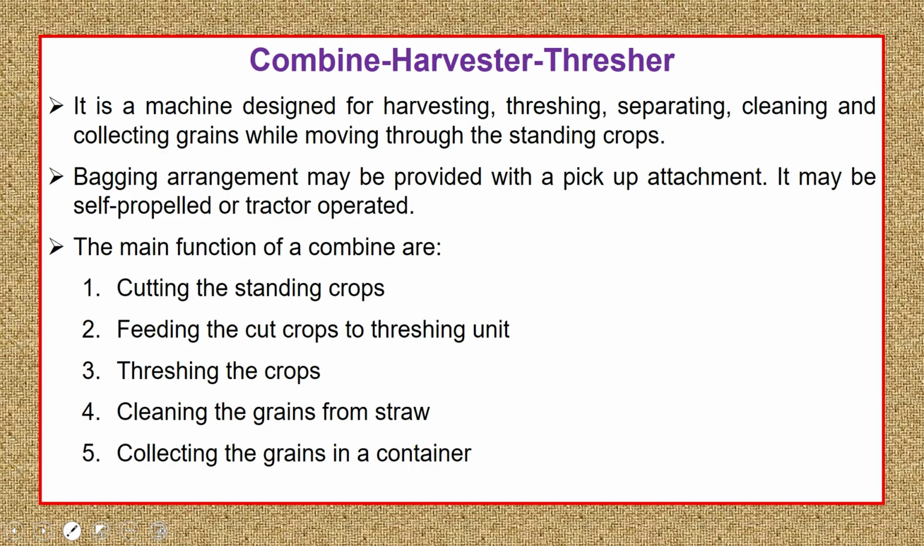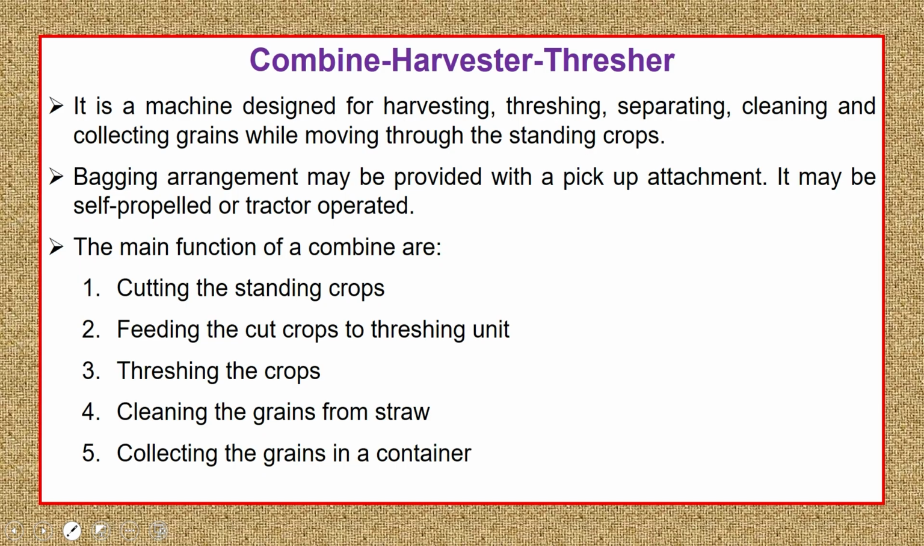So there is another machine which is quite popular and commonly used, which is the combine harvester thresher. Most commonly it is called a combine. The name combine comes from the operations it performs. It performs harvesting as well as threshing operation. That's why it is called a combine harvester thresher.